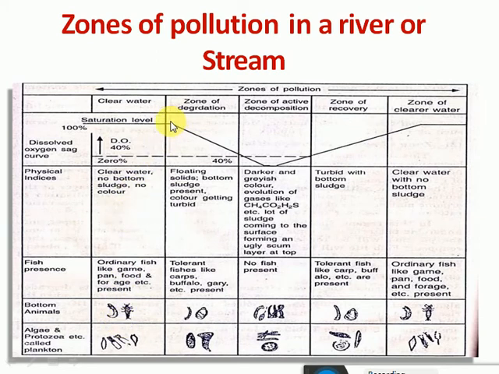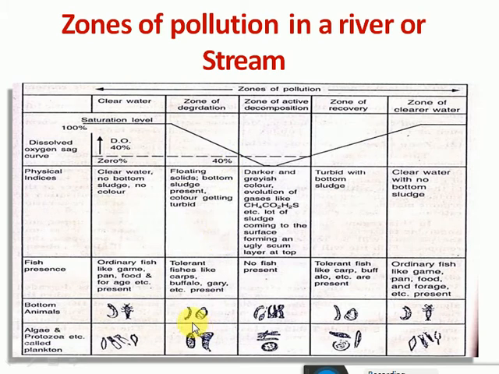Then the first zone after you discharge the wastewater is called the zone of degradation. In this zone, as you can see, the oxygen level is slowly decreasing from its saturation level, and it may go down to 40%. Here the floating solids and some of the settleable solids get deposited at the bottom. The tolerant fishes like carps, buffalo, etc. will be present in this zone of degradation.